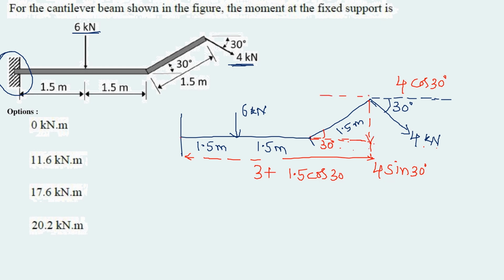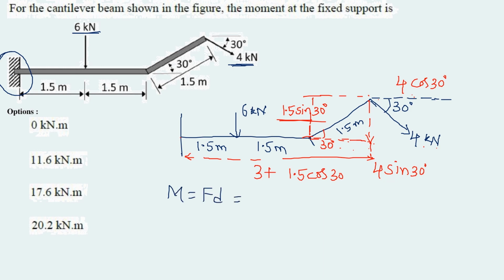Now the other distance is the vertical distance for the horizontal component of the force, which is 1.5 sin 30. So 1.5 sin 30 is the vertical distance, this distance. Now let's write the moment. Moment is equal to force into perpendicular distance.